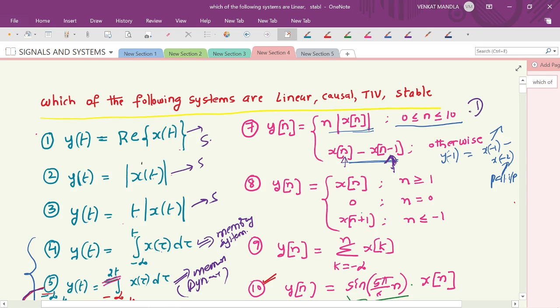And here y[n] equal to x[n] for n greater than or equal to 1, 0, and x[n plus 1] for n less than or equal to minus 1.